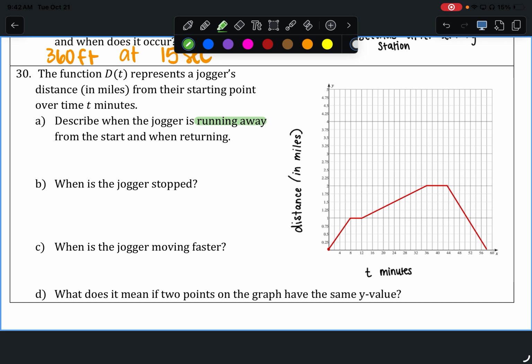From where? It's basically when it's increasing. So where is that increasing at? The distance is increasing. So it's going to be from 0 to 8. Any other places where he's running further away from start? 12 to 36.